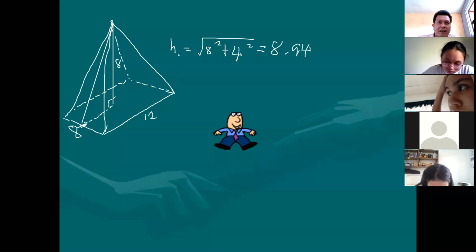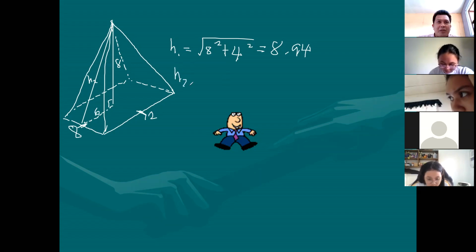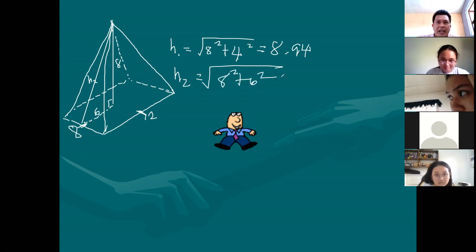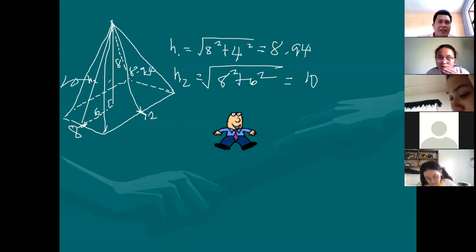So this is a right triangle again with H sub 2, or L sub 2 if you're familiar with L, not H. And then this is 6 as the half of 12. So we have H sub 2 is equal to the square root of 8 squared plus 6 squared, and that is 10, exactly 10. So we have now the height of the first triangle with 8.94 and the second triangle with 10. So you can now use the formula which I gave to you there.